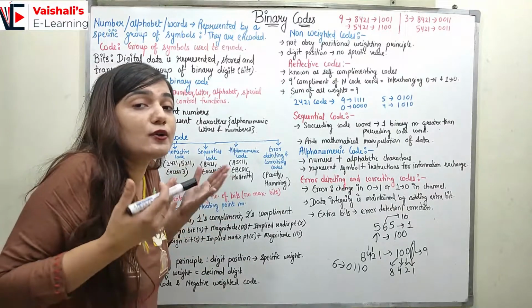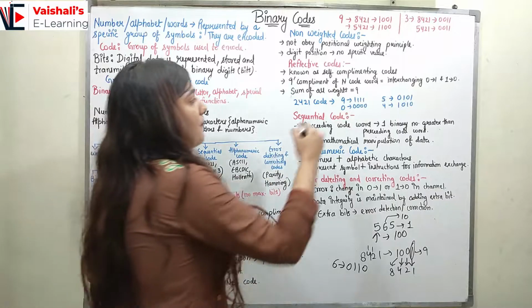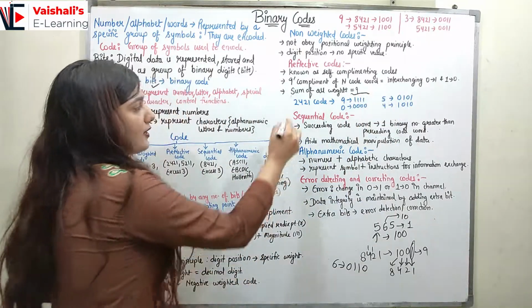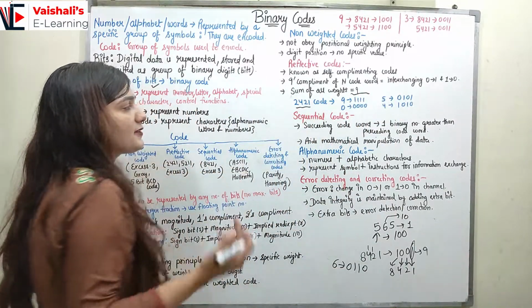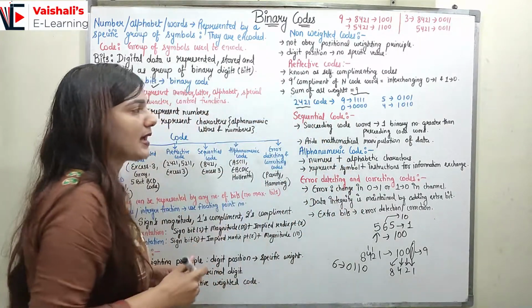But when should a code be a reflective code? It will be a reflective code when the sum of all of the weights is 9. So you can see over here, 2 plus 4 plus 2 plus 1 is 9, so this code is a reflective code.